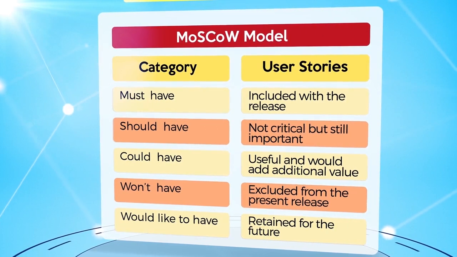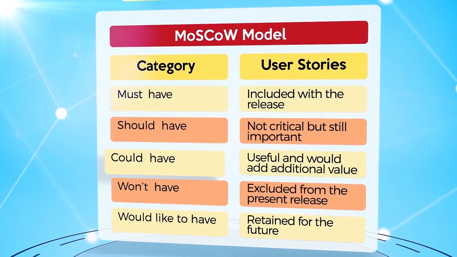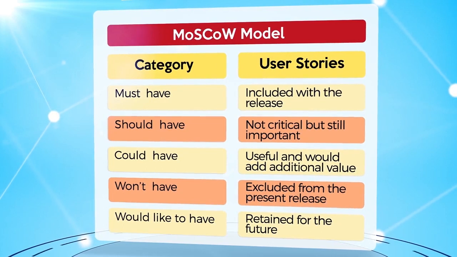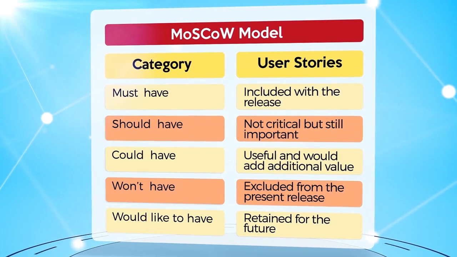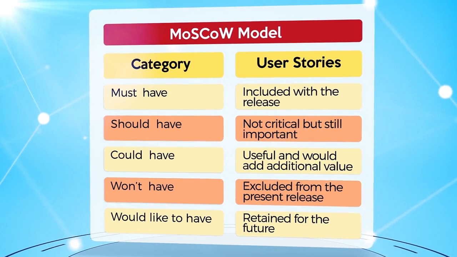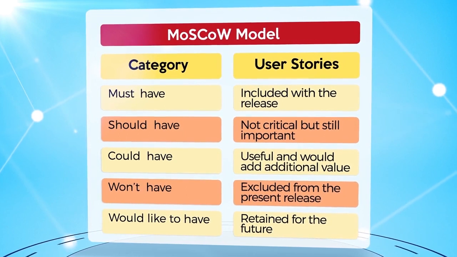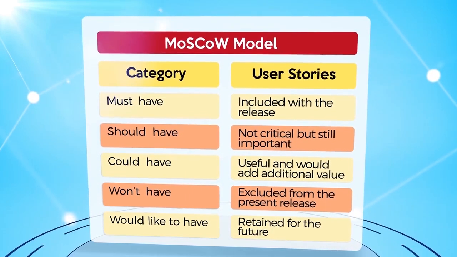the project. The third category is could-have, which are the user stories that would be useful and would add additional value to the project. And the final category is won't-have, which are the user stories that are explicitly excluded from the scope of this project. Sometimes we also think of these as the user stories that we would like to have in the future, but that we know for sure we will not have in this release.